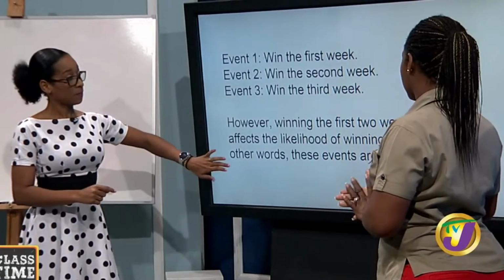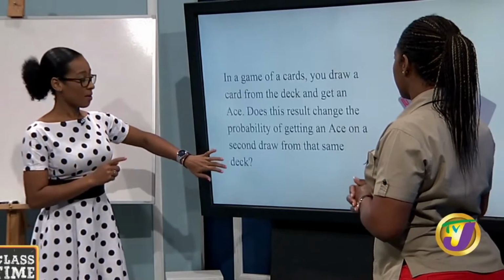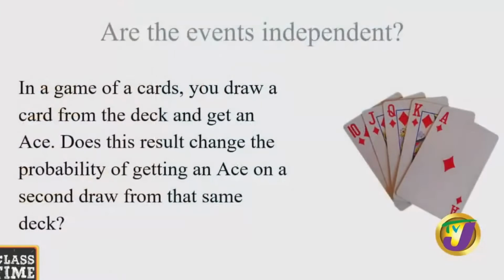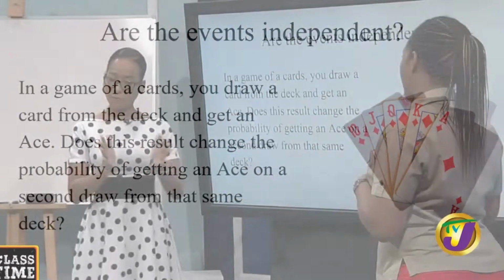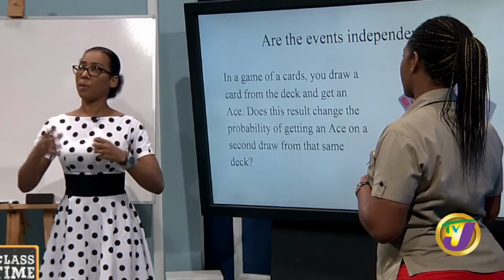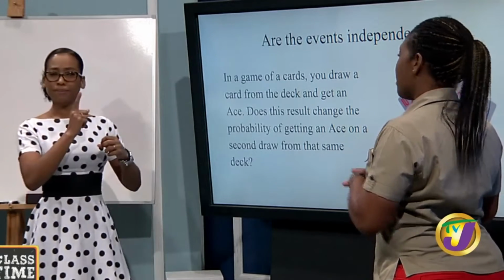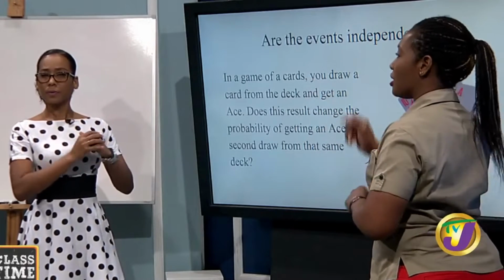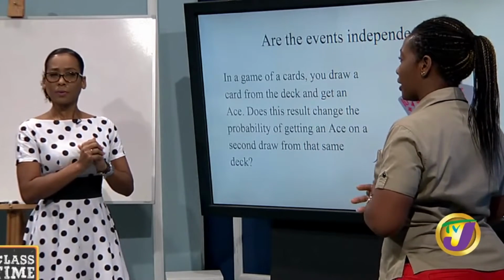Most definitely. Let's take a look at another example. In a game of cards, you draw a card from the deck and get an ace. Does this result change the probability of getting an ace on a second draw from the same deck? So I pull an ace from the deck. Does it change the probability? There are some points that you need to know first. Tell me what you need to know about the deck of cards.